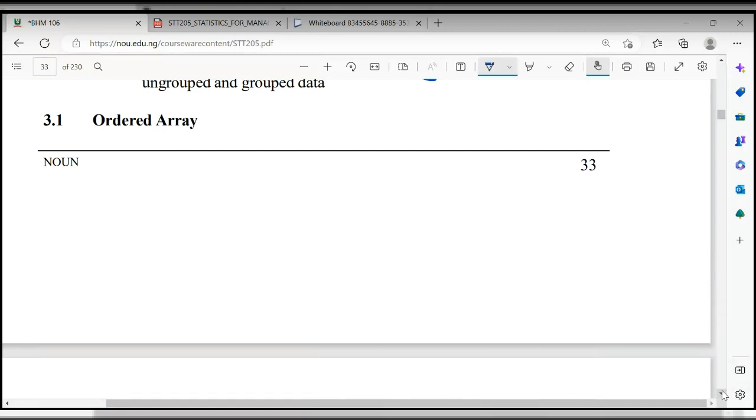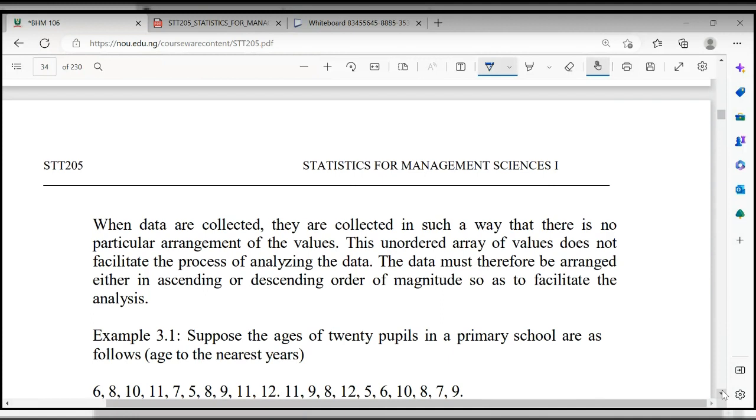Now, when data are collected, they are collected in such a way that there is no particular arrangement of the values. If I want to collect our age, I will not be looking at our faces to do it. I'll just tell you, okay, you, how old are you? I'll write. You, how old are you? I'll write. Maybe when I've finished collecting the data, I cannot look at it very well and say, okay, this person is actually the oldest, this person is actually the youngest, and stuff like that. So when you are collecting data, it always comes in anyhow.